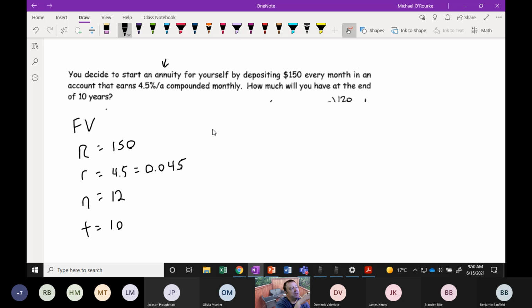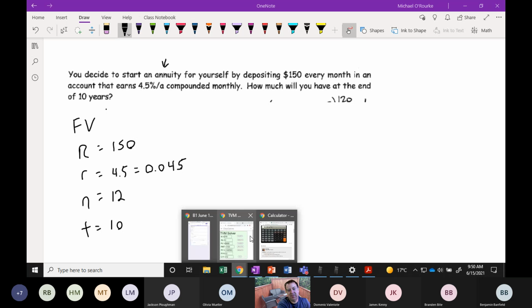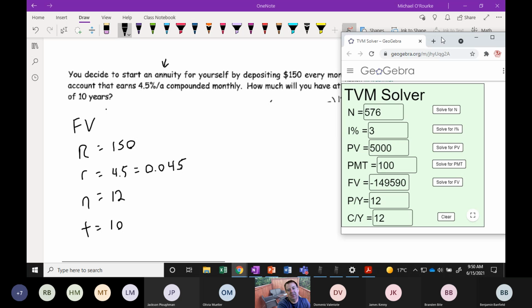So I want you to use your technique, whether you're going to use the TVM solver, and Ben, I'm betting you're using a TVM solver just off the top of my head. Tell me when you have your answer, Ben. I got it. You got it already? Yeah, I'll type it in chat. All right. But I want everyone to see if they can match Ben's answer. I'm going to make sure Ben's answer is right first.